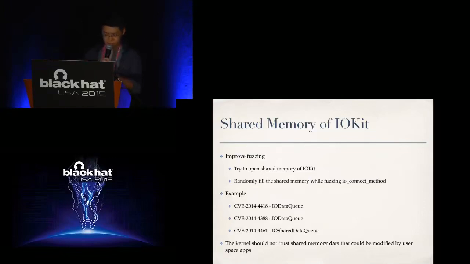There are several examples. The former two of the bugs in IODataQueue were reported by Google Project Zero, and the third one is the kernel bug used in the Pangu jailbreak. So we think the problem in this scenario is that the kernel should not trust that memory data may be modified by user applications. You see, the kernel shares its memory to the user space and uses the data from the user space. Then you should apply more restriction and more checks on this data, and not easily trust it.